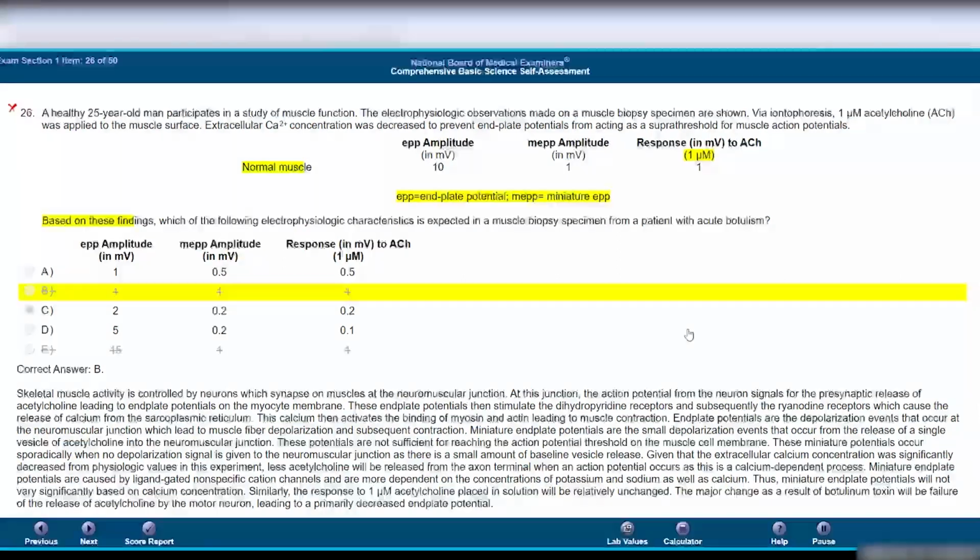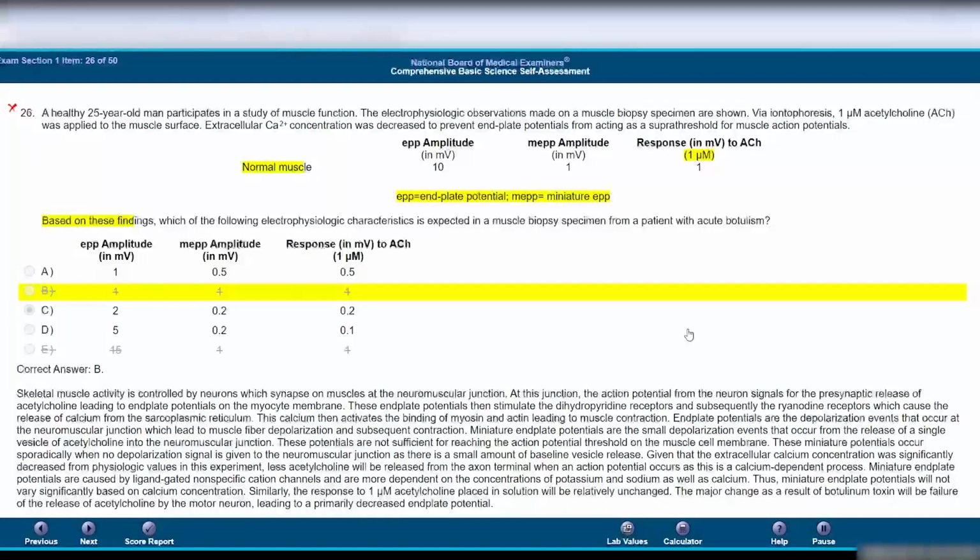Yeah, so a healthy 25-year-old man participates in a study of muscle function. The electrophysiologic observations made on a muscle biopsy specimen are shown, where 1 micromolar of acetylcholine was applied to the muscle surface. Extracellular calcium concentration was decreased to prevent end plate potentials from acting as a suprathreshold for muscle action potentials. Based on these findings, which of the following electrophysiologic characteristics is expected in a muscle biopsy specimen for a patient with acute botulism?